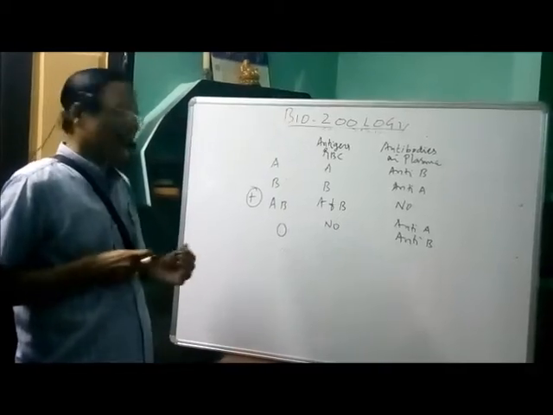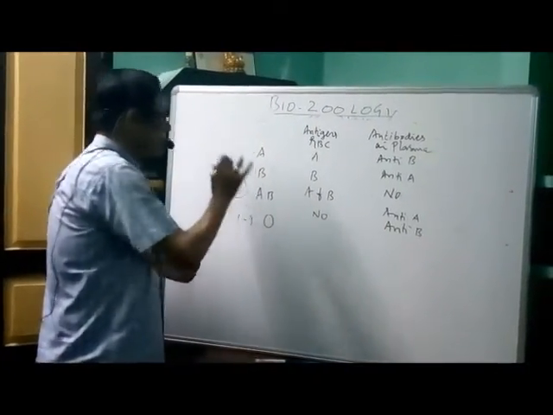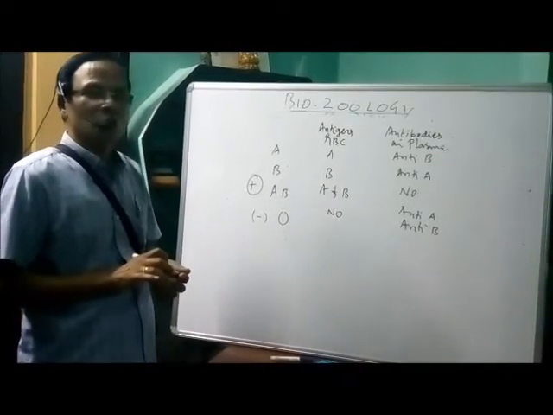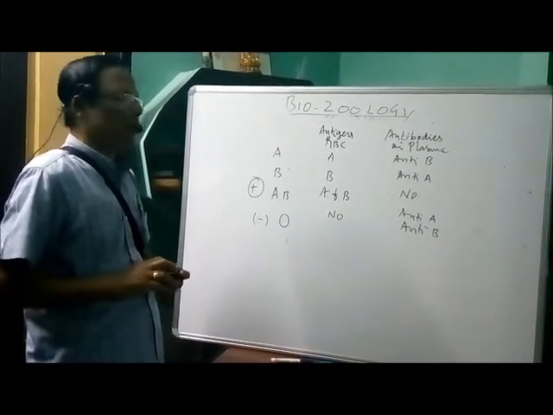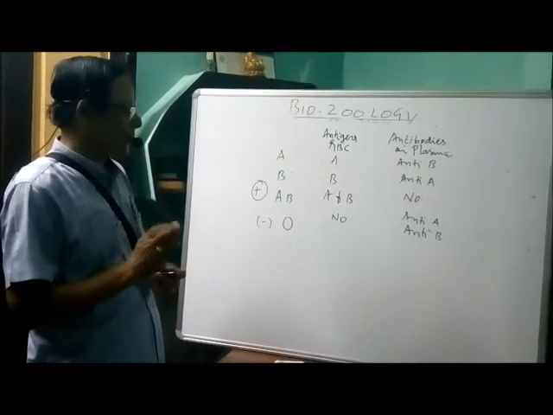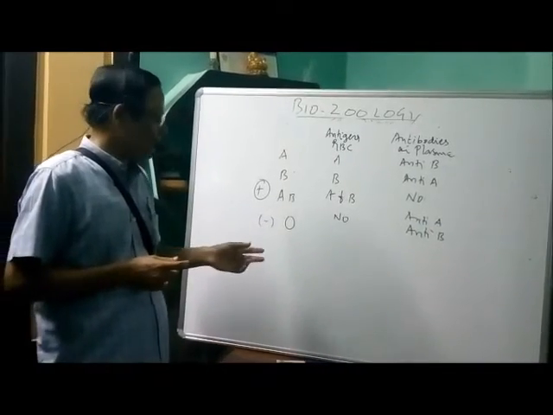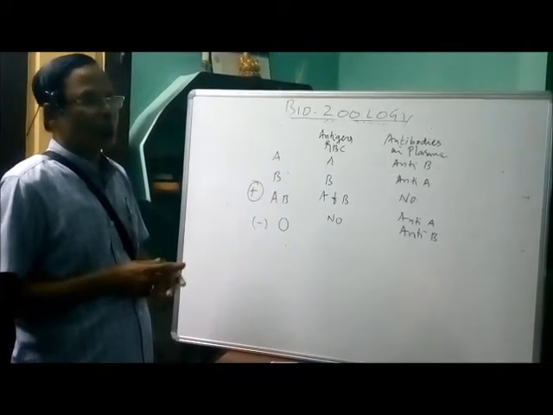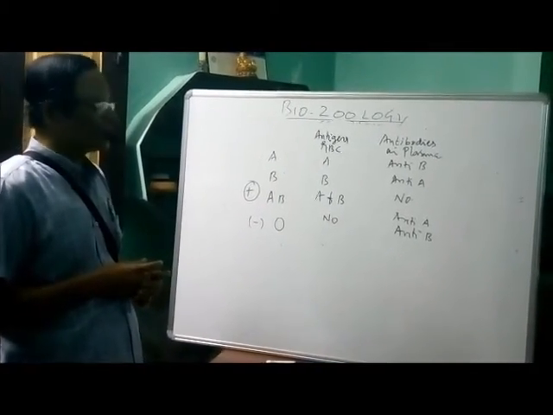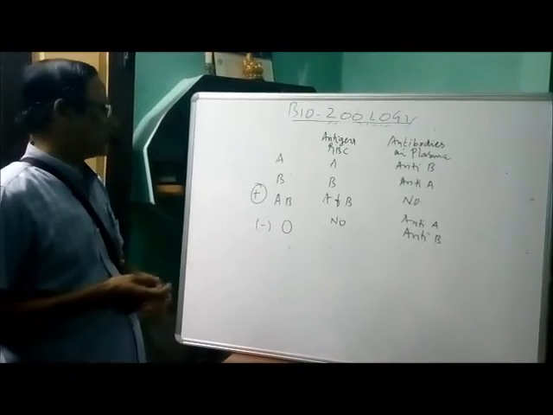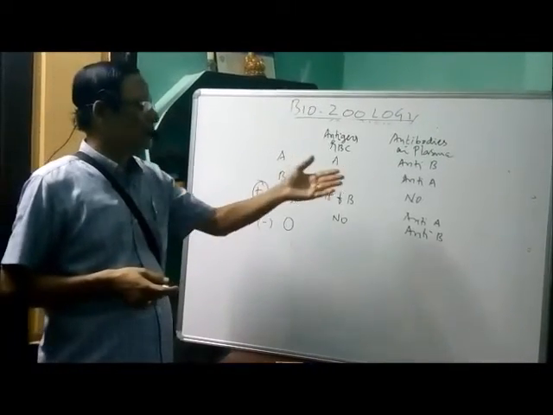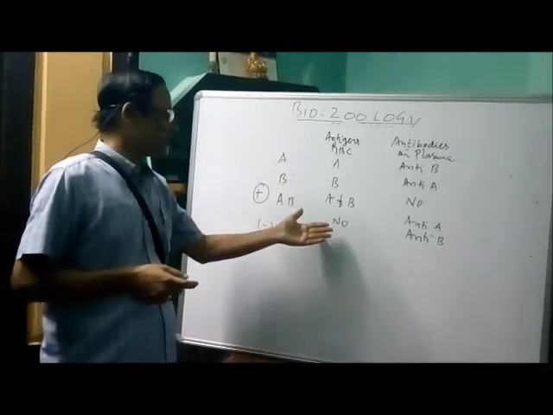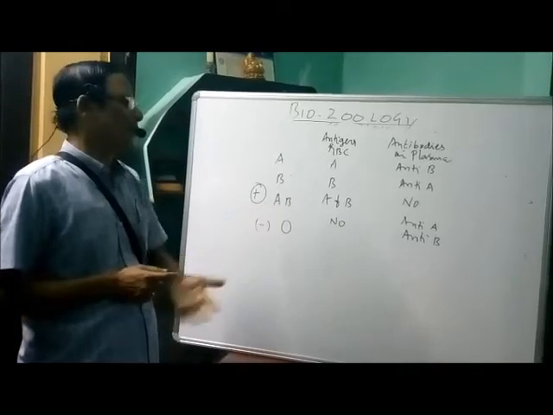But O negative, not O positive, is the universal donor. I mentioned the reason also: because it has no antigens. But it cannot receive blood from anybody except O. The reason is that it contains both anti-A and anti-B antibodies. So we cannot donate other blood groups to O, but O can be donated to all. Because of the antibodies A and B, it cannot receive; because of the absence of antigens, it can be given to anybody.